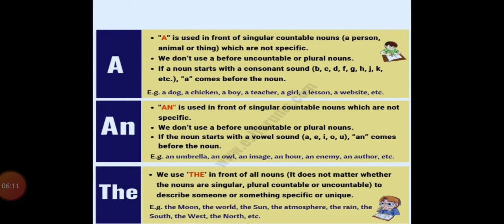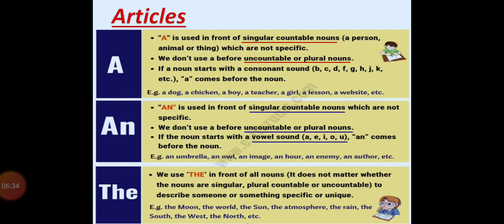So you all know about a and the. Again, just to repeat, a is used in front of a singular countable noun. It is not used with uncountable or plural nouns. An is also used with a singular countable noun and cannot be used in front of countable plural nouns; an is used with words beginning with the vowels a, e, i, o, u. The is used to show or describe someone or something special or unique.